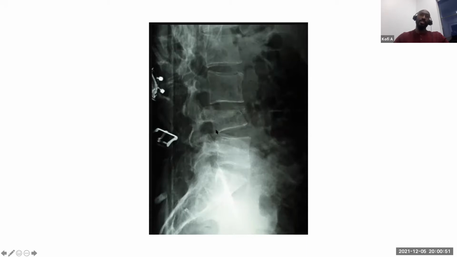And as a result, there's been a compression osteoporosis fracture. This is a broken bone here. This is what we try to avoid by having good, strong, healthy bones.